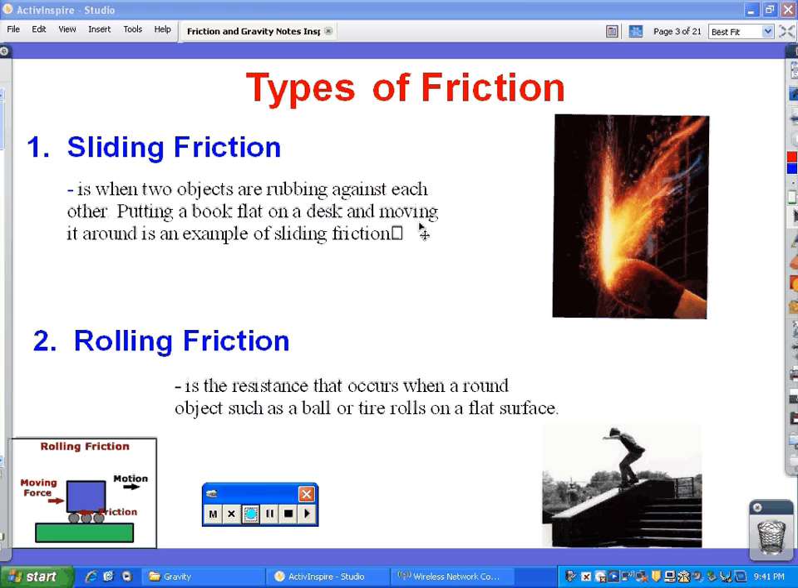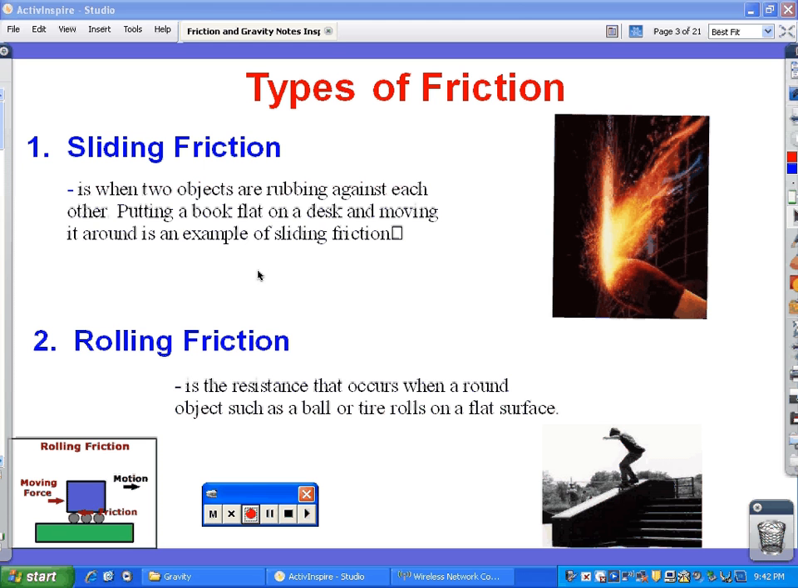Another good example is putting a book on a flat surface and trying to push it. It'll move easier on smooth surfaces like ice, and it'll move less easily on things like dirt or grass.